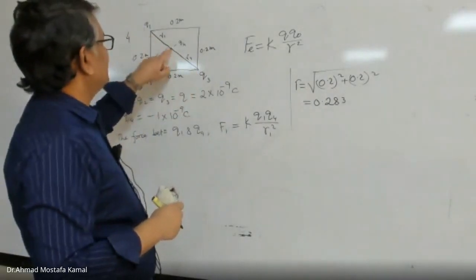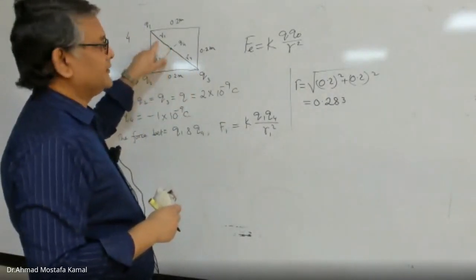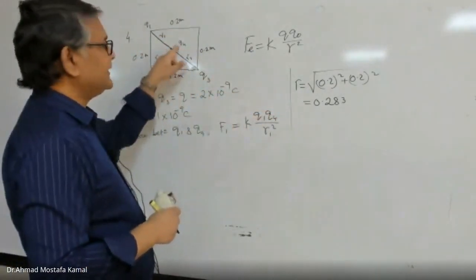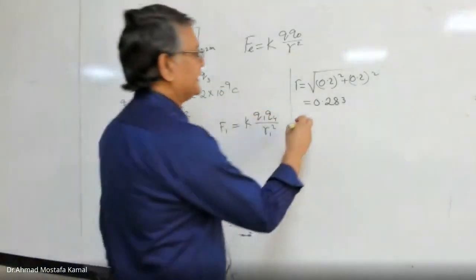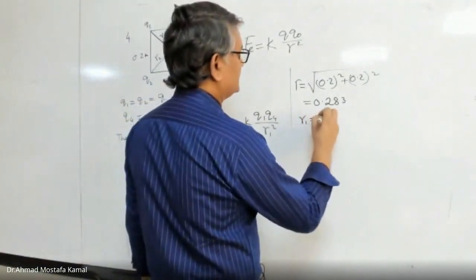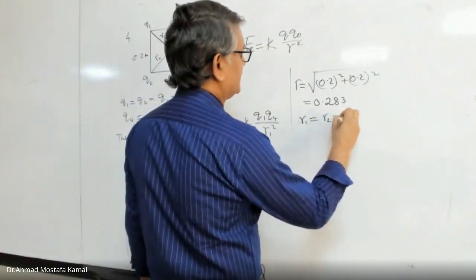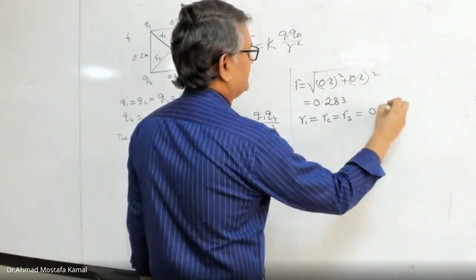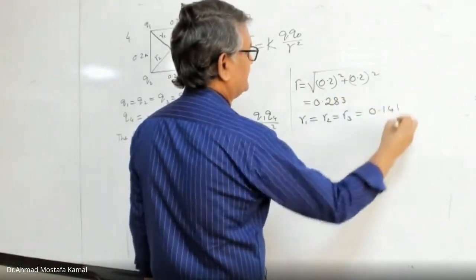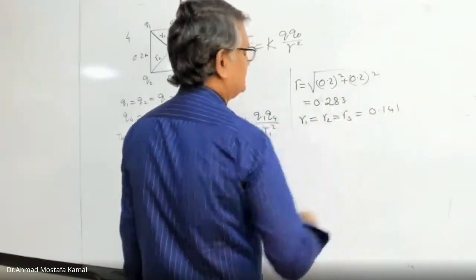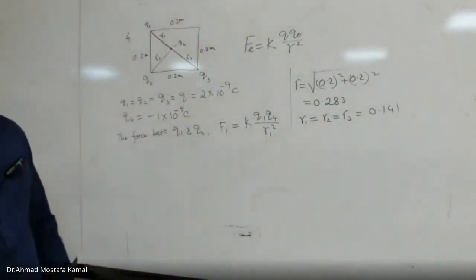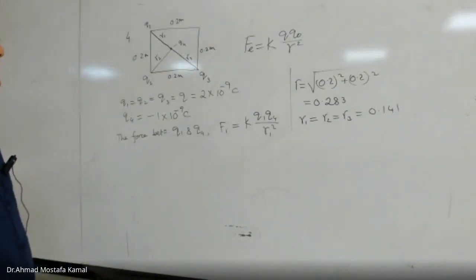It is the midpoint, it is the center. So what is R1? Half of it. What is R3? Half of it. And what is R2? Half of it. So you can write that R1 equal to R2 equal to R3 equal to half of R. It is 0.1415. Okay, just 0.14. Just half of it. This is R1, R2, R3.